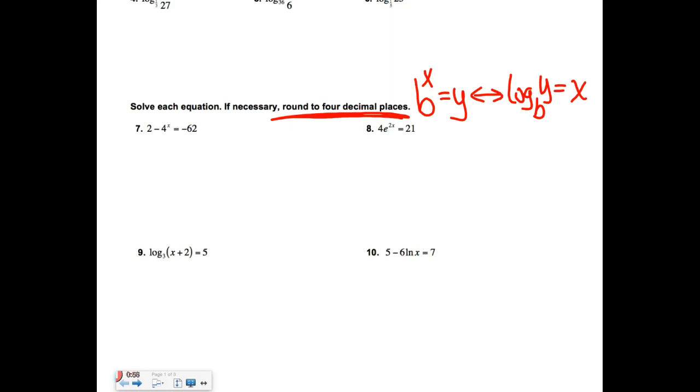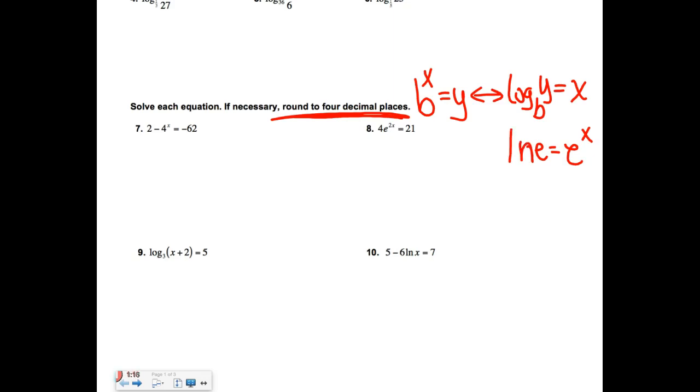Same thing, reminder, e and natural log, they cancel each other out, okay? That says ln. So natural log and e, they cancel each other out. So those two things you use opposite as well, okay?